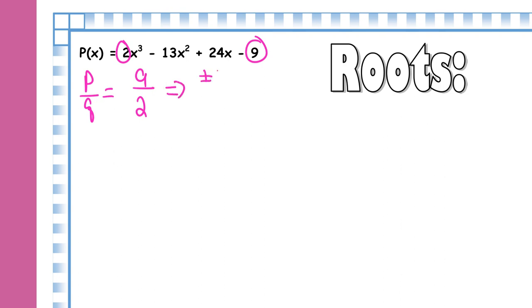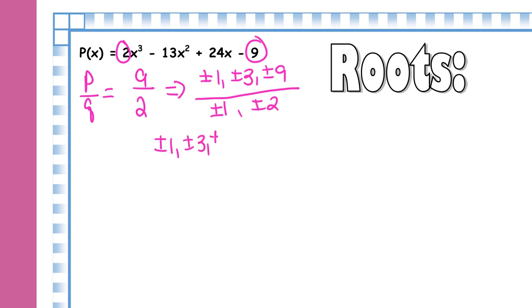So then we got plus or minus 1, plus or minus 3, plus or minus 9. Plus or minus 1, and plus or minus 2. So the previous one, we only had 4 possibilities. We're going to have a few more for this one. So I'm going to take everything on the top and put it over 1. So that's going to give me plus or minus 1, plus or minus 3, plus or minus 9. Then after that, I have to take all those numbers and put them over 2. So I'm going to get plus or minus 1/2, plus or minus 3/2, and then plus or minus 9/2.